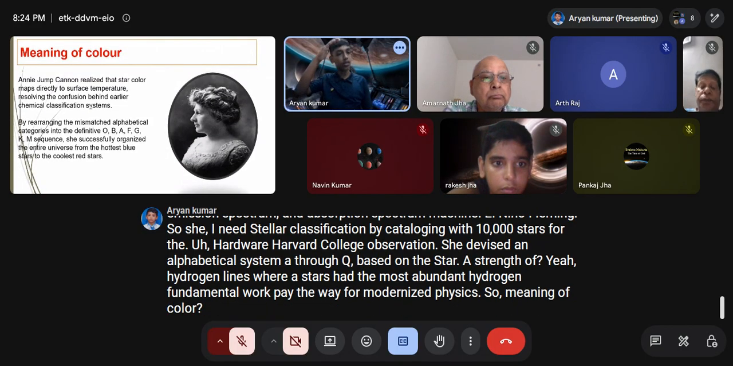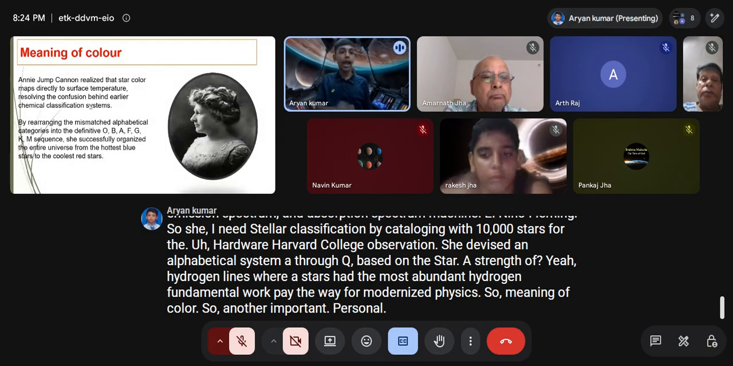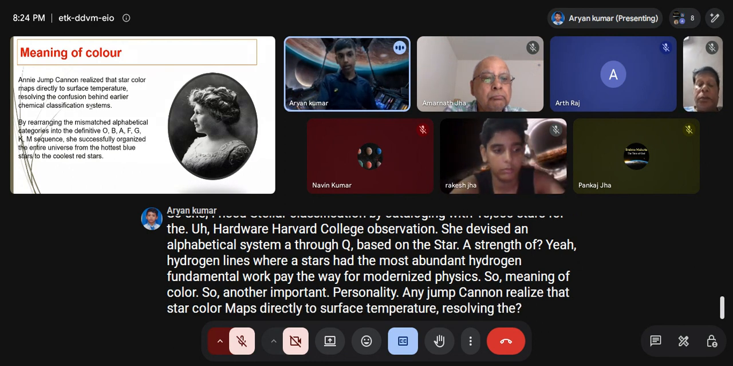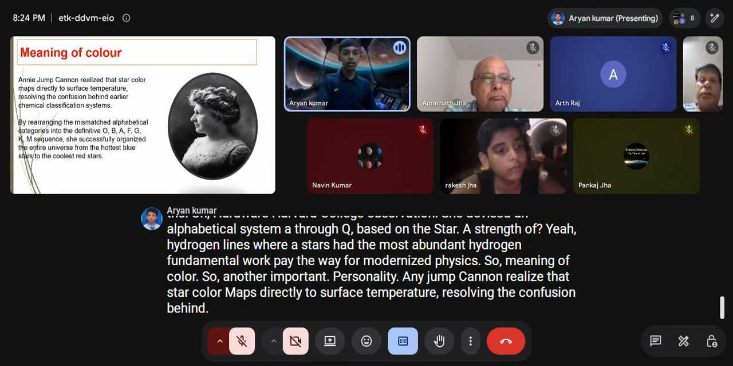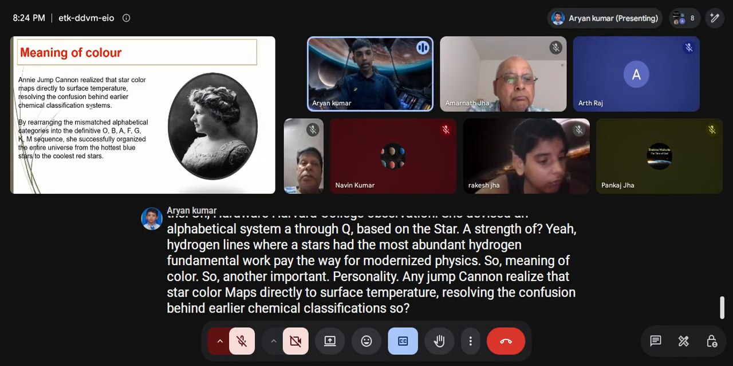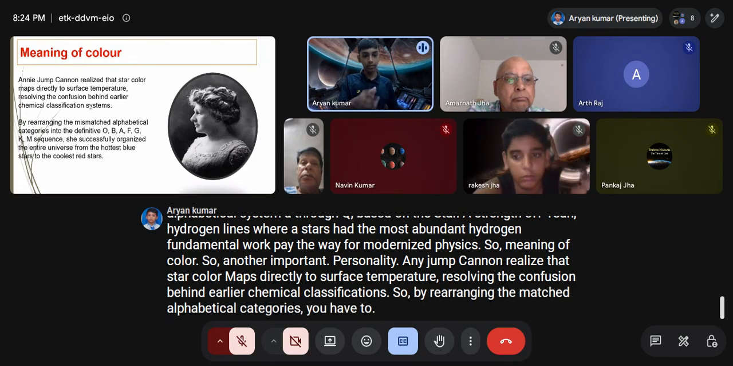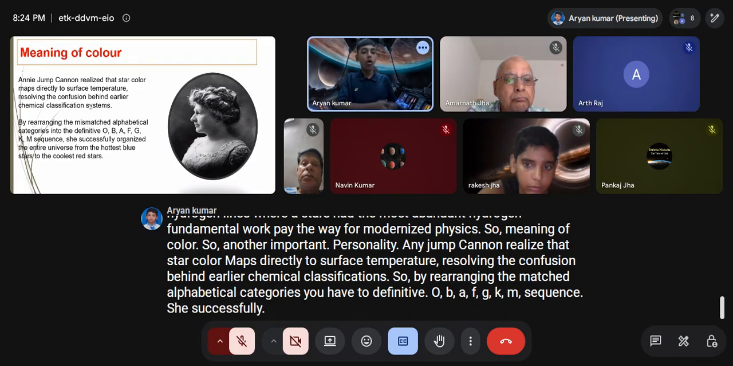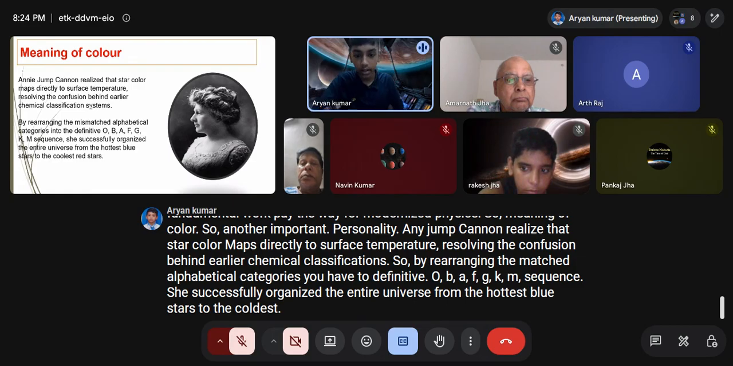So, the meaning of color. Another important personality, Annie Jump Cannon, realized that star color maps directly to surface temperature, resolving the confusion behind earlier chemical classifications. By rearranging the mismatched alphabetical categories into the definitive O, B, A, F, G, K, M sequence, she successfully organized the entire universe from the hottest blue stars to the coldest red stars.